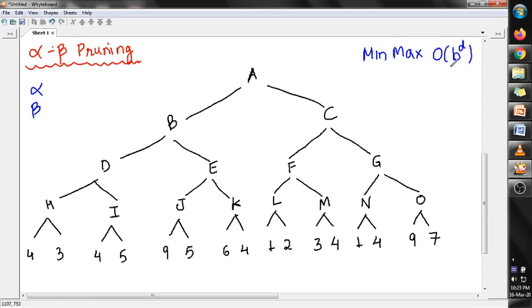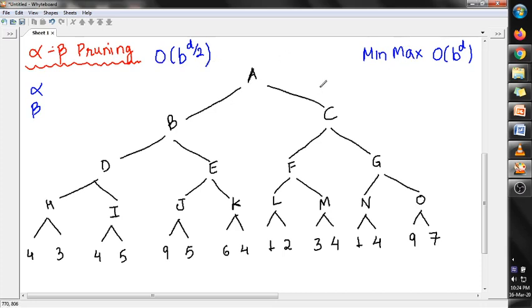So for the min-max algorithm, the complexity is this one, but in the case of alpha beta pruning, the complexity for the average case or best case is order of b raised to d by 2. So you can see the complexity for alpha beta pruning is much better than the min-max algorithm.